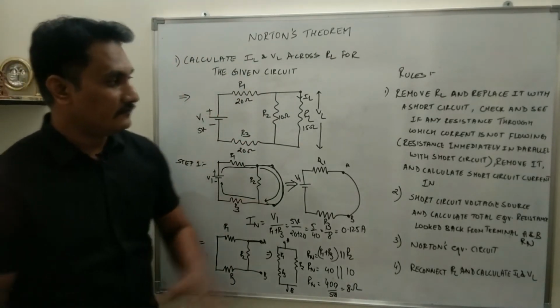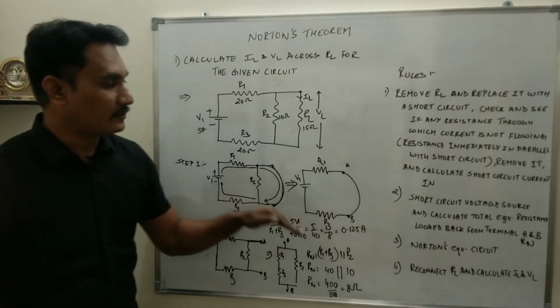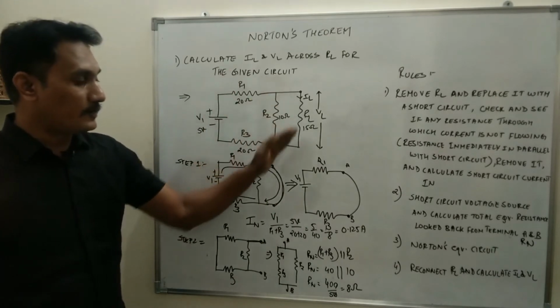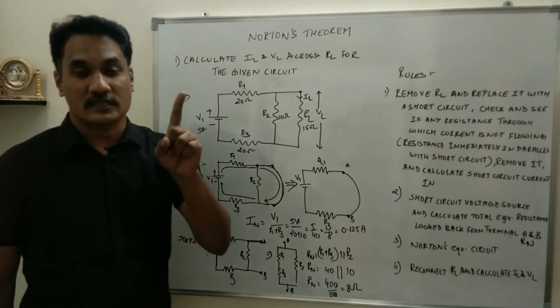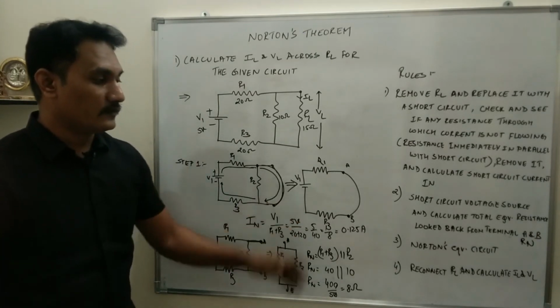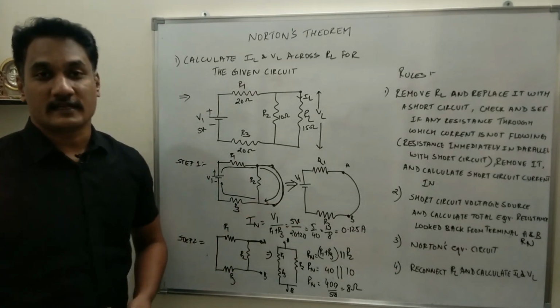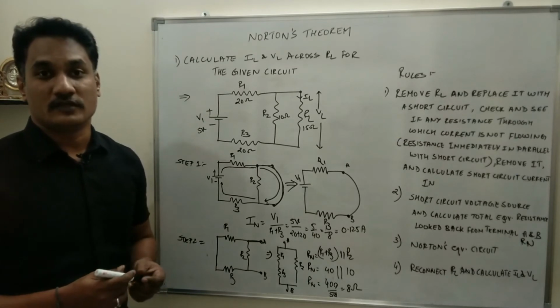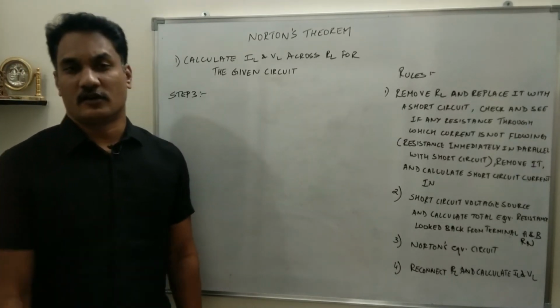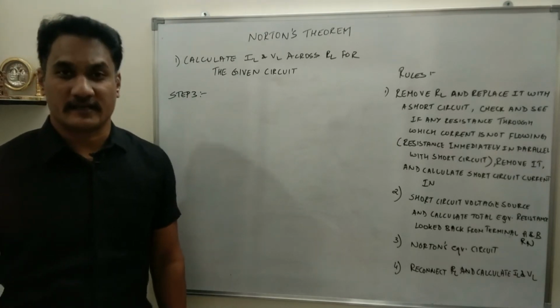So now we have done with the two steps, right? We have calculated IN, we have calculated RN. So we have reduced the complex network into one current source and one resistance, right? Then in the next step, we will draw the Norton's equivalent circuit, and then we will substitute the values to get the answer. Next is we will draw the Norton's equivalent circuit, step 3.